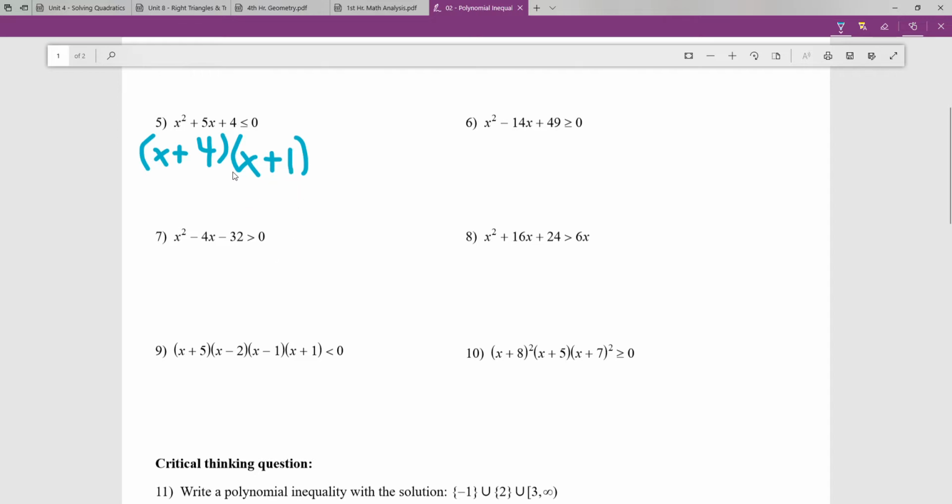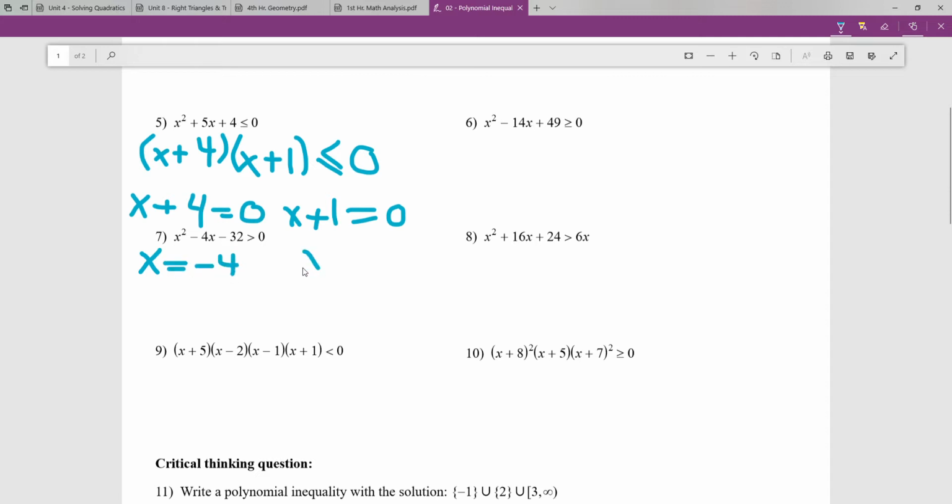Now here's the deal. We have to figure out, well, what does this mean in terms of being less than or equal to 0? You're going to take each of these independently and set it equal to 0. So you're going to write x plus 4 equals 0, and you're going to have x plus 1 being equal to 0 as well. And we'll deal with that inequality here in a minute. I just like to deal with equals because it's a little easier. If you solve each of these for x, you're going to find, of course, this one is x equals negative 4, and this one is x equals negative 1.